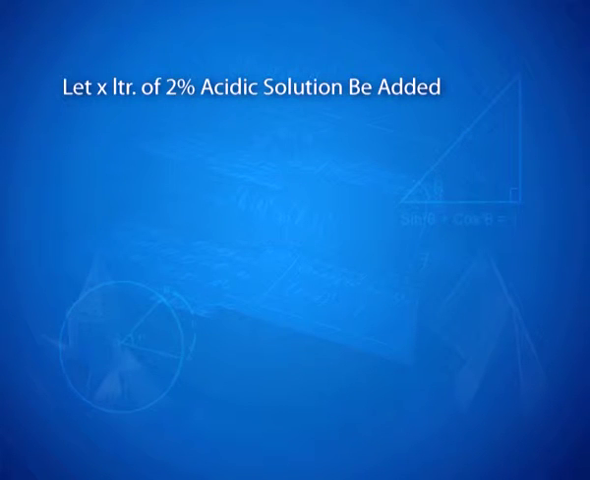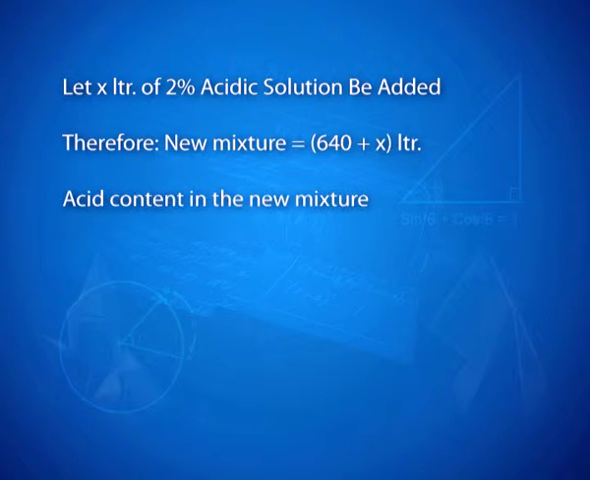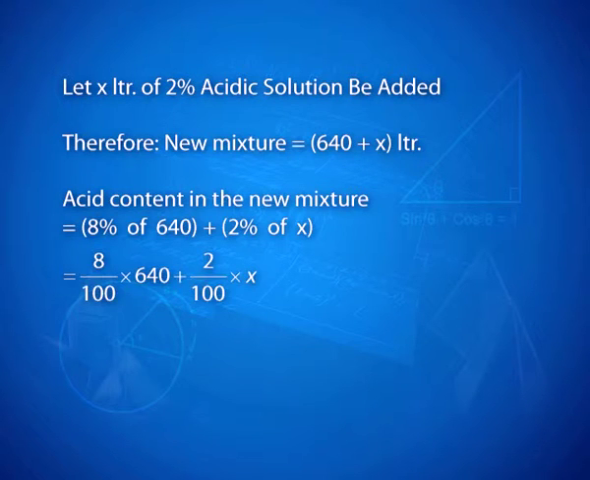Let us assume that x liters of 2% acidic solution is to be added. Therefore, the new mixture is 640 plus x liters now, and the acid content in the new mixture is 8% of 640 plus 2% of x, that is 8 by 100 into 640 plus 2 by 100 into x. Simplifying it, we get 5120 upon 100 plus 2x upon 100.